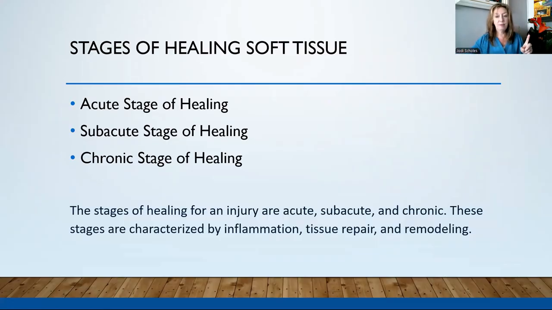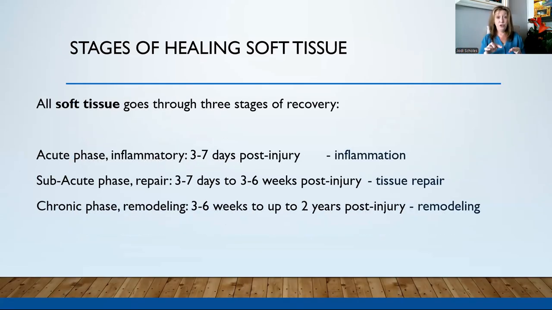Each of the stages has its own characterizations, its own style, its own vibe, its own character. Each of these stages has inflammation, tissue repair, and remodeling. Soft tissue goes through 3 stages of healing. Acute, right after you've been injured, there's a lot of inflammation. Typically, that's where we see the most inflammation.